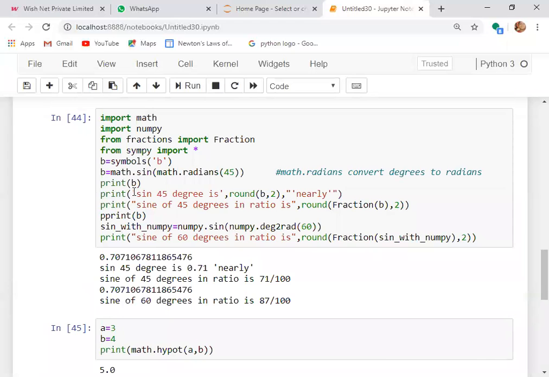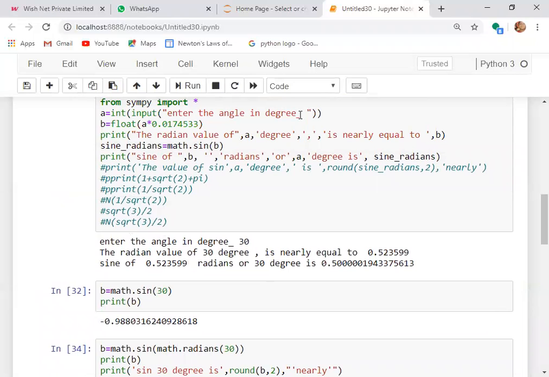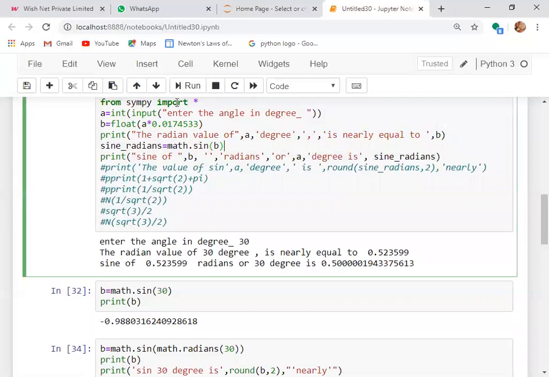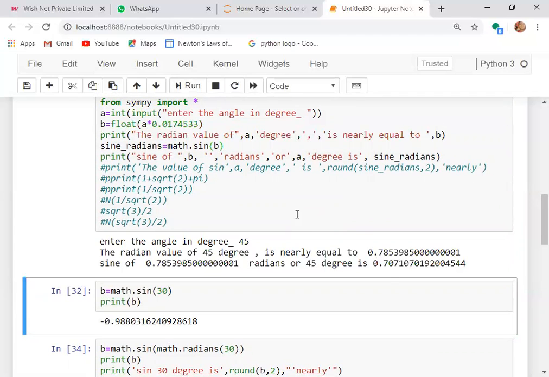So that's why we are initially converting these 30 degrees into radian and then we are finding it out. If you run the program again, in this case we are trying to find out what the sine 45 degree value is. So the radian of 45 degree is this, and sine of 45 degree is 0.707. Why is it 0.707? Because you know sine 45 degree is 1 by root 2, or root 2 by 2.